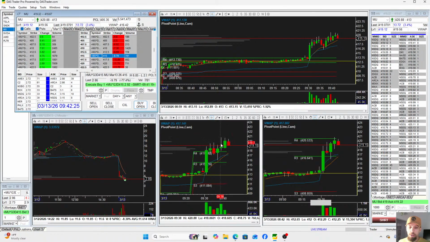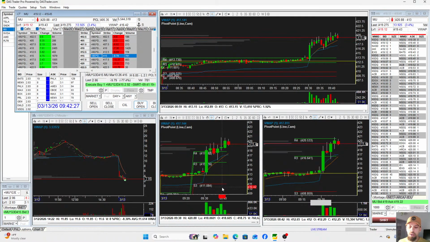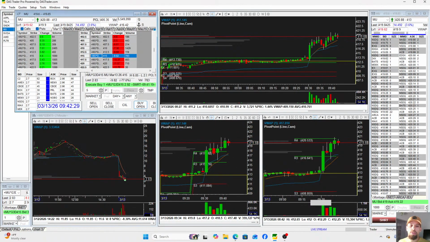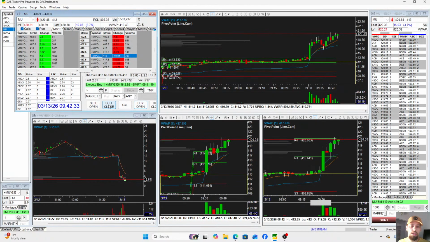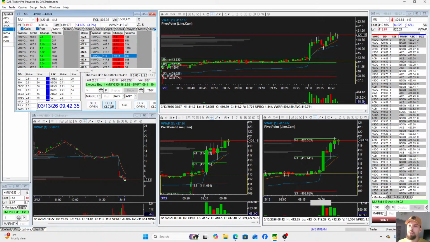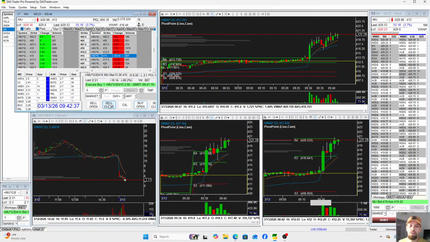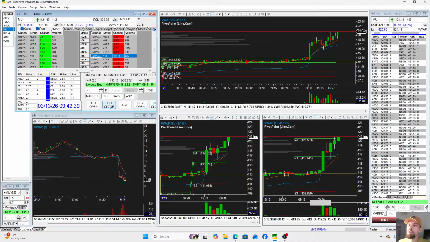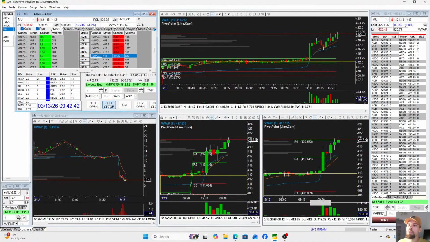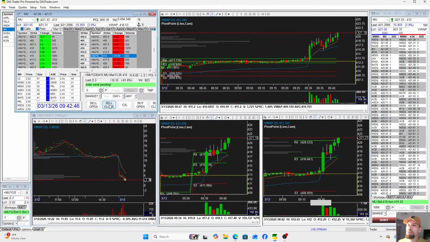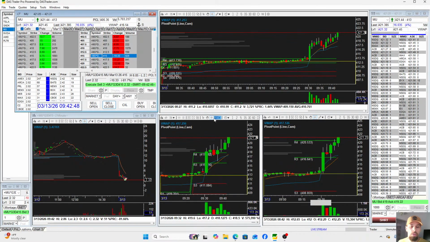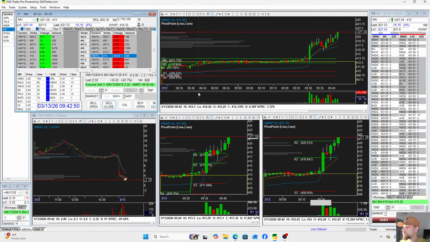2 minute chart here, you can see a lot of volume. The volume's died off a lot. Nice big green candle though. Might get squeezed here. It seems strong. I'm all out. So we got squeezed.